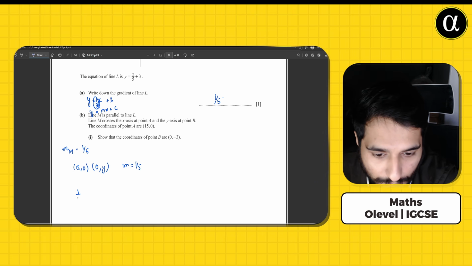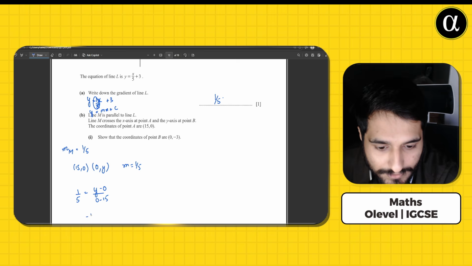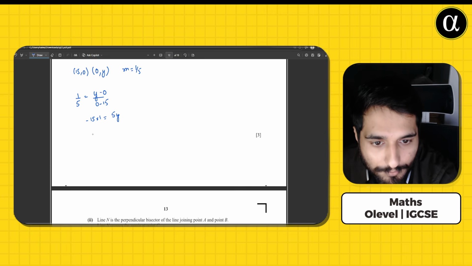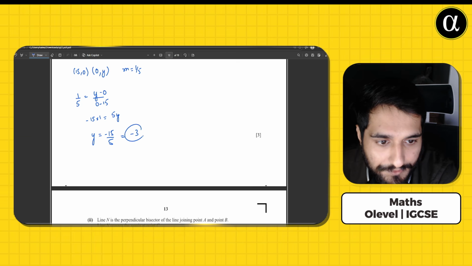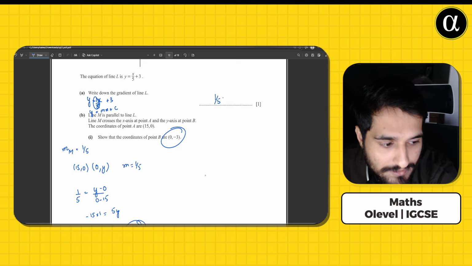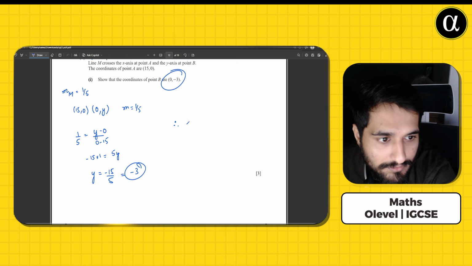So that means 1 over 5 equals y minus 0 over 0 minus 15. Then minus 15 times 1 equals 5 times y, and the value for y would be minus 15 over 5, and that gives us minus 3. Hence this coordinate is going to be 0 and minus 3. So we can say hence shown.